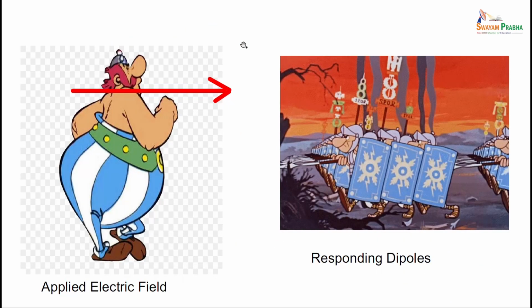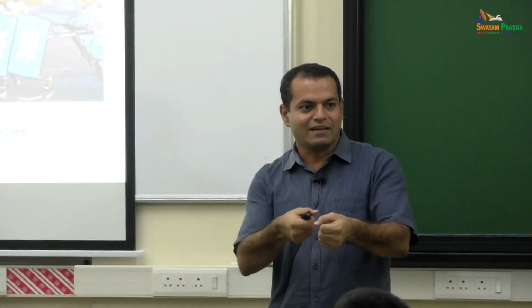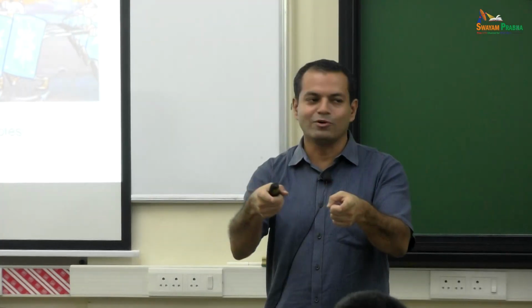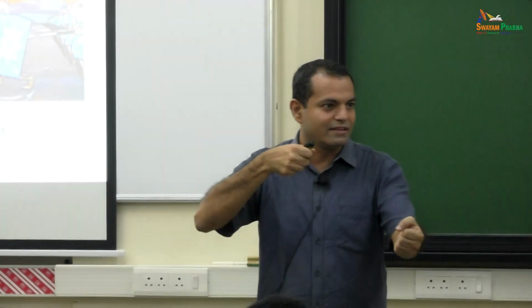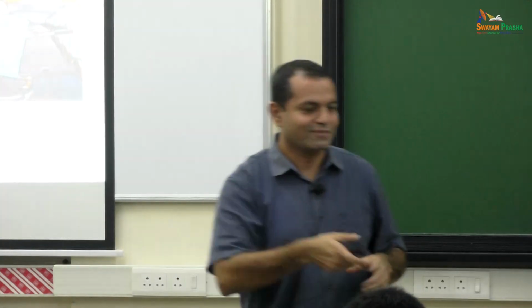So this is a cartoon representation of the idea. The electric field is trying to really align them all in one direction. The dipoles are responding in their own way. They are trying to oppose this. They are creating their own polarization, and that is opposing this field.